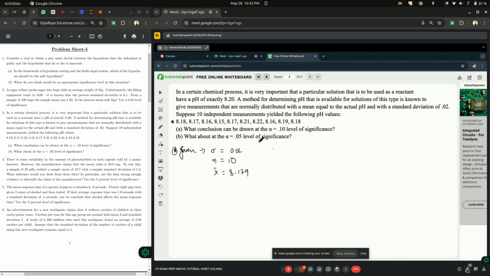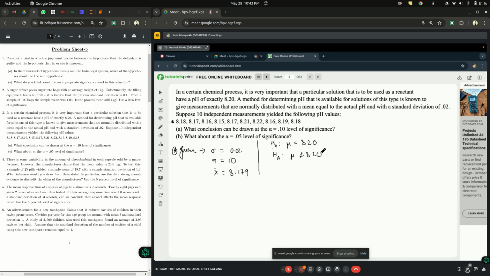Now what will be our null hypothesis? Guys, help me out. It's exactly 8.20. Correct. See, guys, it is not given at most, it is not given at least, it is given exactly 8.20. That means there is no negotiation for even 0.1 here or there. What will be my alternate hypothesis? Not equal to. Perfect.